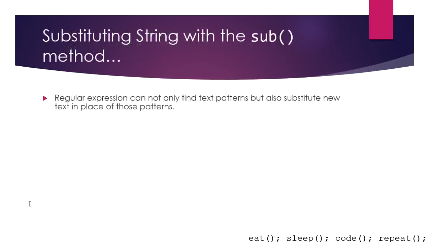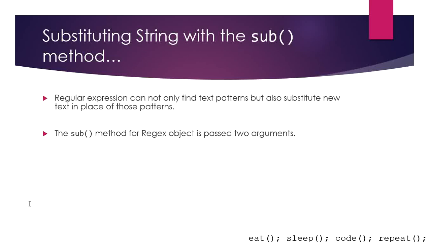Now let's move forward to substituting strings with the sub method. What does this mean? We're going to substitute a found string with another string. Regular expressions not only find fixed text patterns, they can also substitute new text in place of those patterns. For example, we may want to censor something from a list, or send a message from one organization to another saying this document has been passed via this agent. So we're going to use the substituting method.